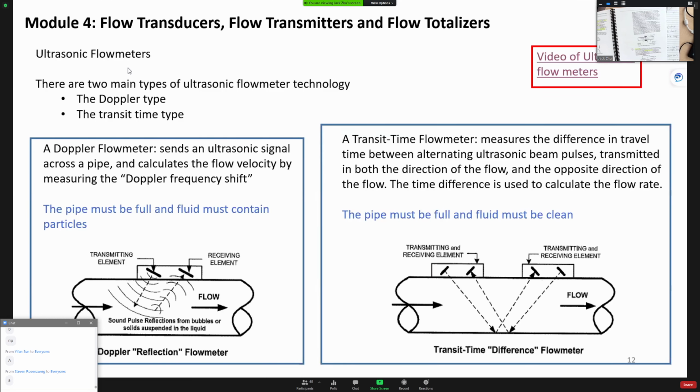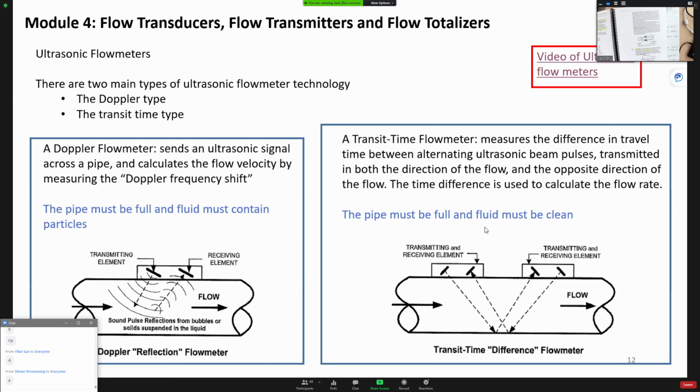Then we have an ultrasonic flow meter. Ultrasonic flow meters have two types. One is called a Doppler type. The Doppler flow meter sends a signal and calculates the Doppler frequency shift. They send the signal here because the liquid flows here, the signal moves, the receiver is here, it bounces back. A different one, the transit time flow meter, sends here, receives here, and this one sends here, receives here.